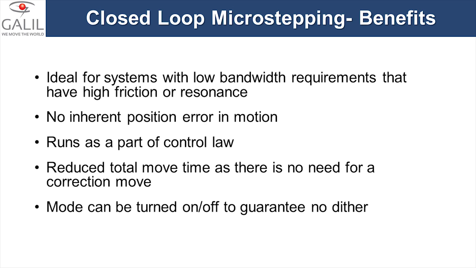Unlike endpoint correction, a correction move does not have to be issued after every move. Since the position error is continuously corrected, the motor is closer to the actual commanded position during motion. This reduces the total move time. Also, unlike brushless servo motors that can dither when settling at a target position, this mode can be turned on and off. So when stopped, you can lock the motor, eliminating dither. Let's take a look at a system running with this mode enabled.